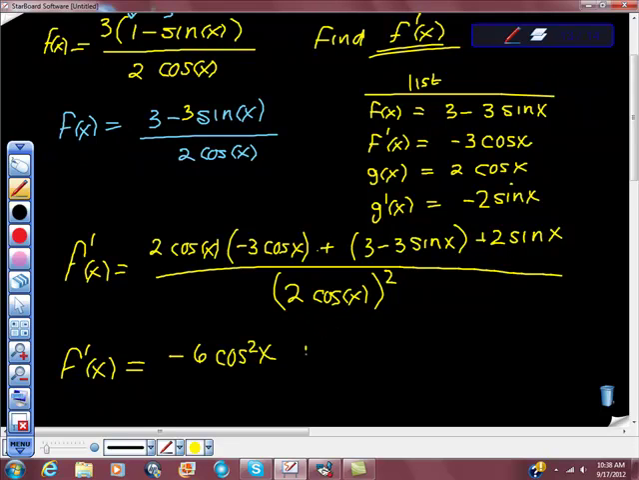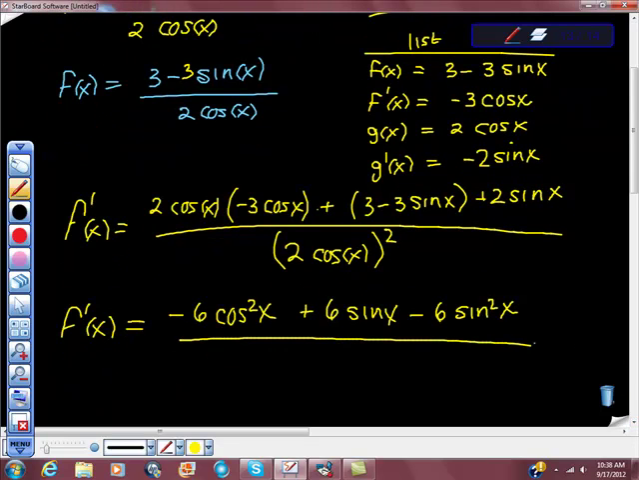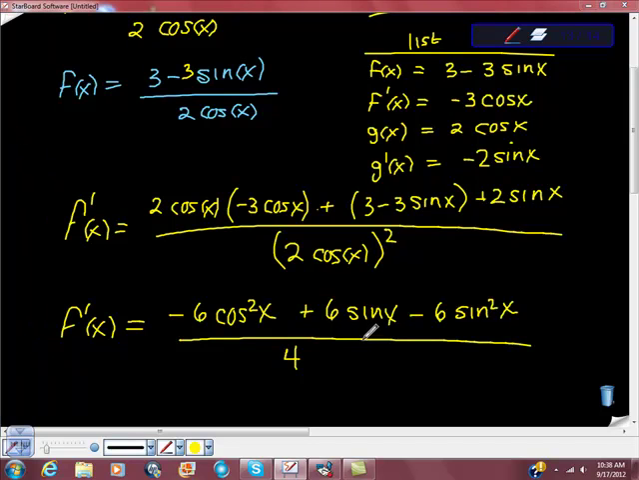So it would be plus 6 sine x, isn't that right? Minus 6 sine squared x. Let me check my math. Is that still good? Remember that exponents are distributive over multiplication, so this is actually 2 squared times cosine, so 2 squared is 4. Remember this, that cosine times cosine is cosine squared x, isn't it? Everybody good with that? So we get cosine squared x.